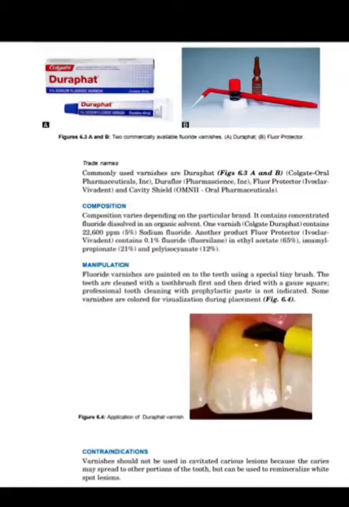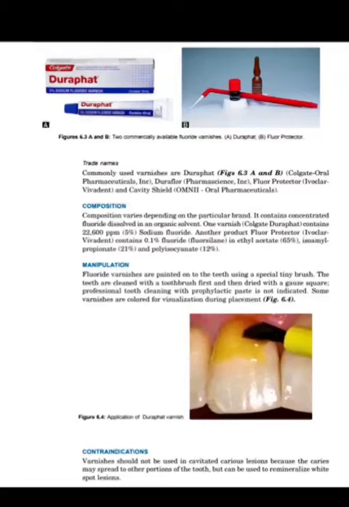Now the manipulation. Fluoride varnishes are painted on the teeth using a special tiny brush. The teeth are cleaned with a toothbrush first and then dried with a gauze square. Professional tooth cleaning with prophylactic paste is not indicated. Some varnishes are colored for visualization during placement. So first we will clean the teeth. We will tell the child to clean the teeth with the brush, and after that we will apply a layer of the varnish with the help of a tiny and special brush. So this is about the fluoride varnishes.